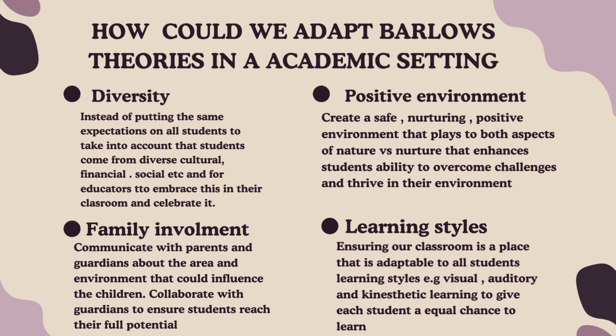Family involvement. Communicate with parents and guardians about the areas of an environment that could be influencing these children. Collaborate with guardians to ensure that students reach their full potential. Learning styles. Ensuring our classroom is a place that is adaptable to all students' learning styles, for example, visual, auditory, and kinesthetic learning, to give each student an equal chance to learn.